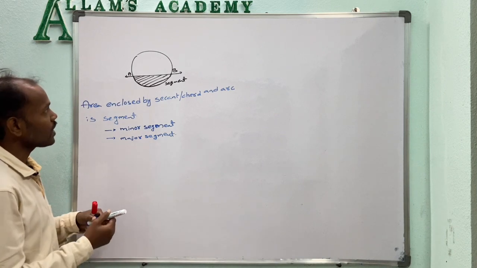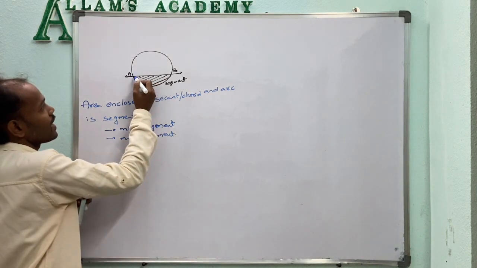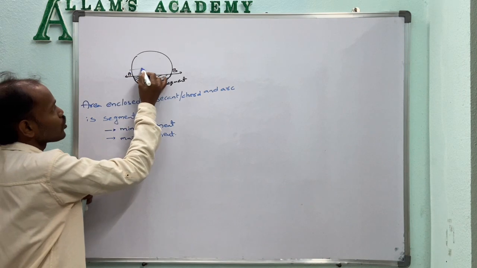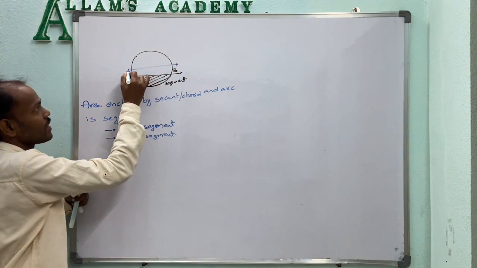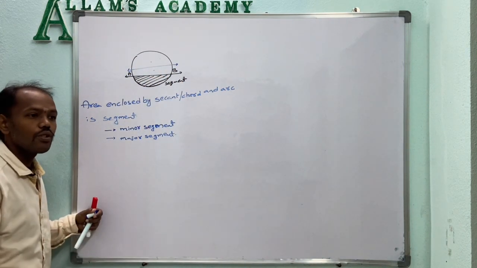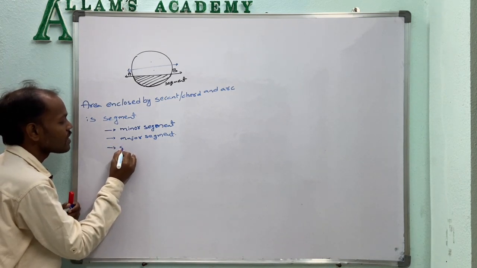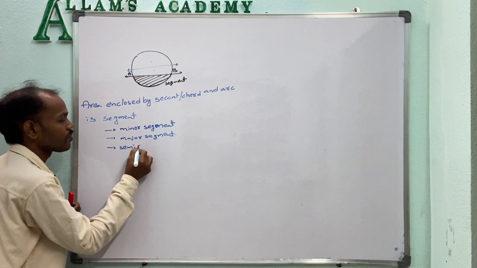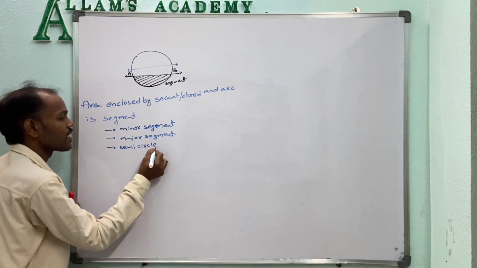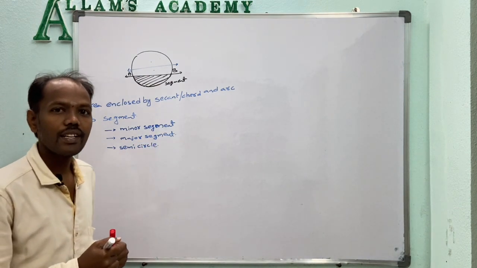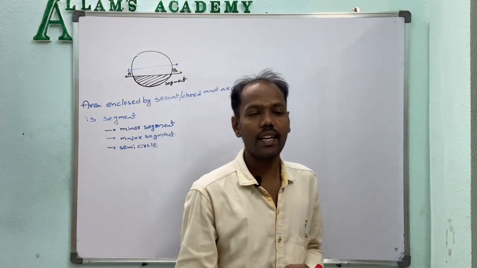And if the secant is drawn through the center, then the circle will be divided into two equal halves, and that is called a semicircle. That is called a semicircular segment, semicircle.